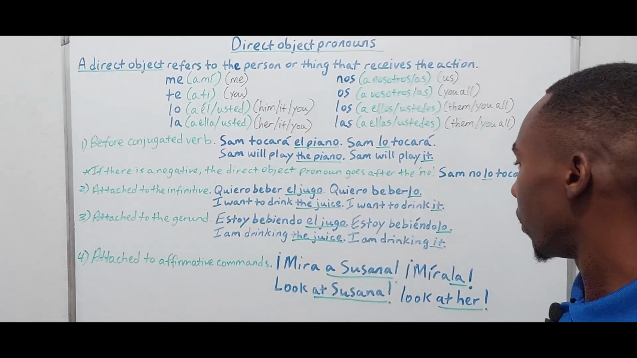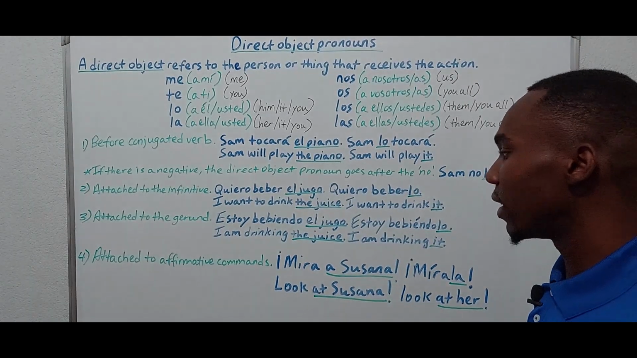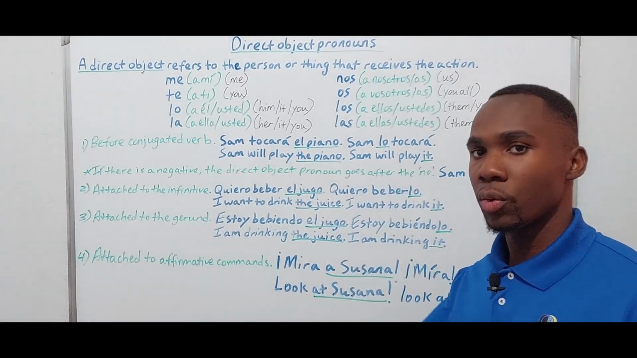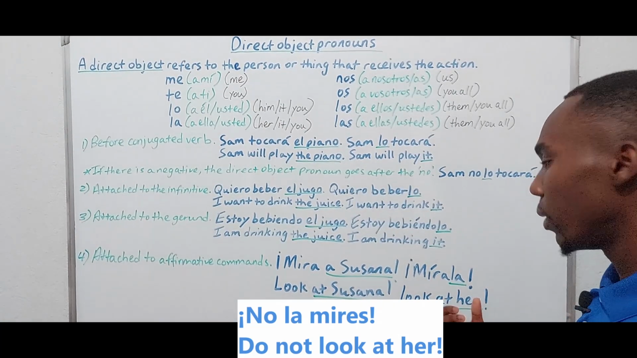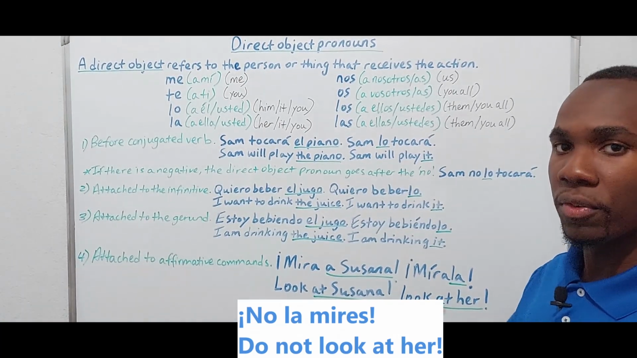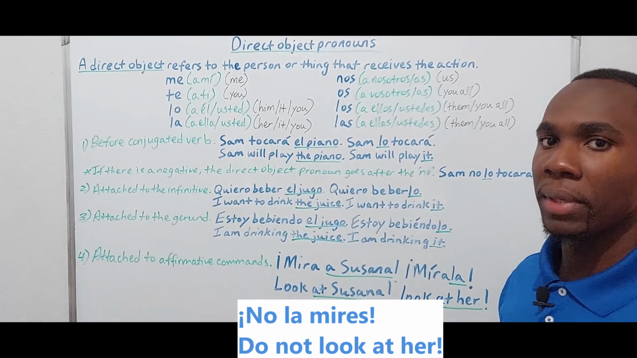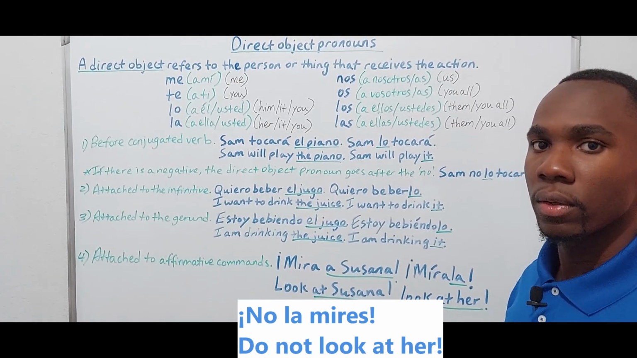Okay? Now, if you want to make this negative and say, do not look at Susana, it will be no la mires. So the direct object pronoun will go before the conjugated verb. No la mires. Do not look at her. Okay?